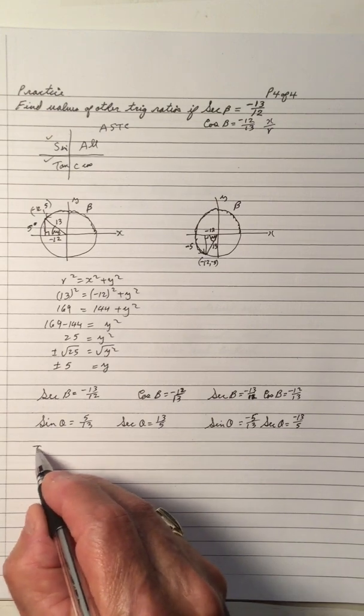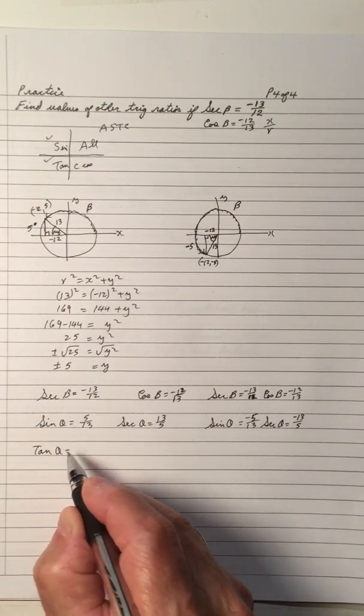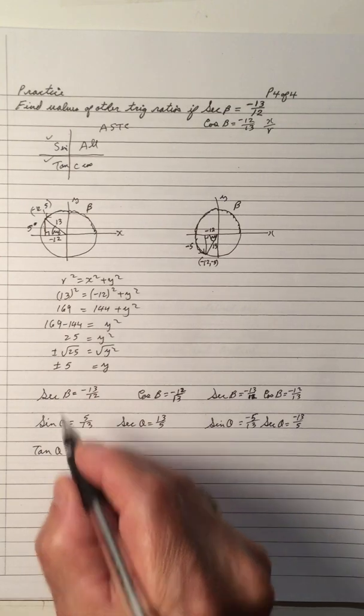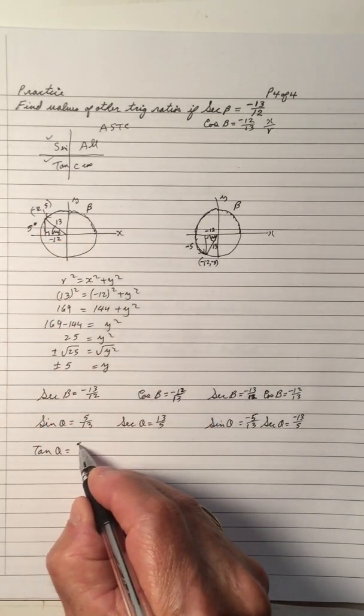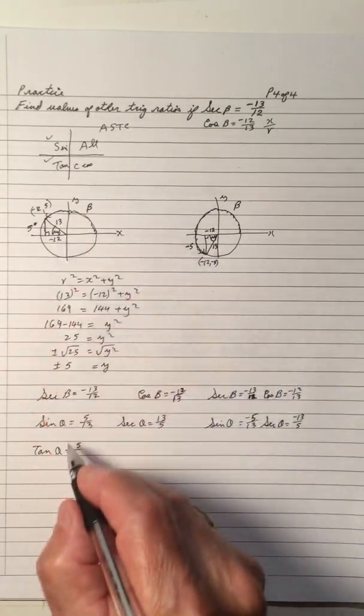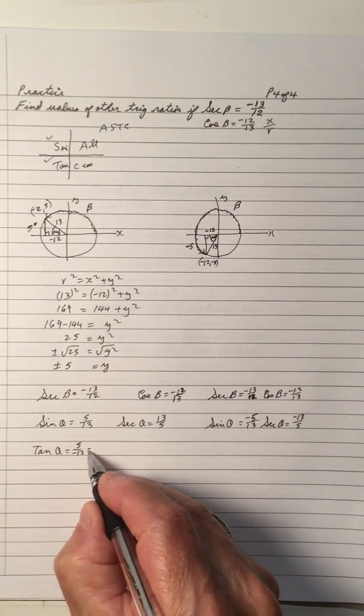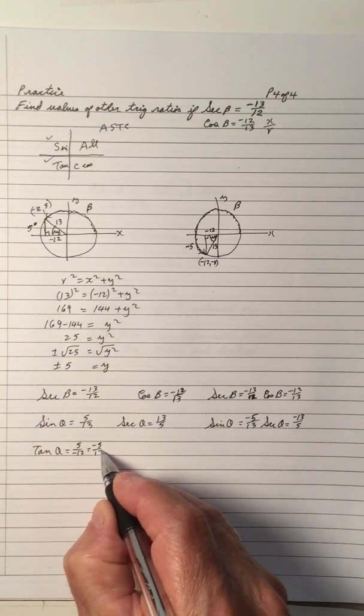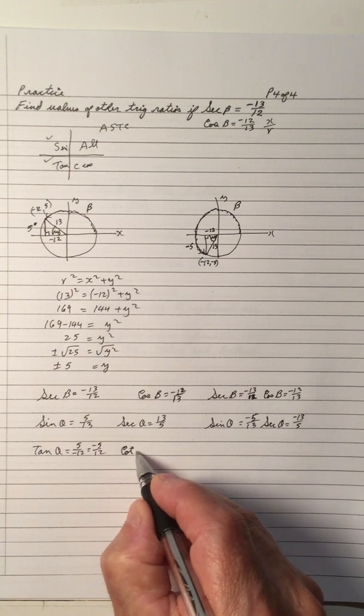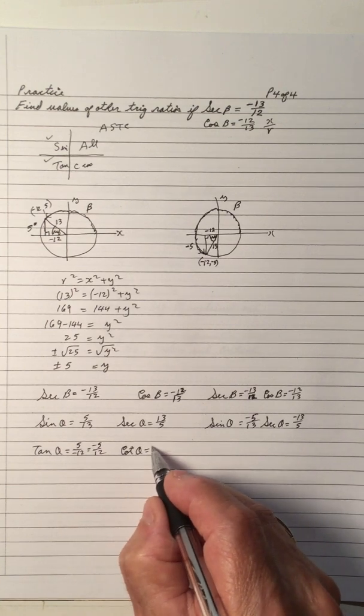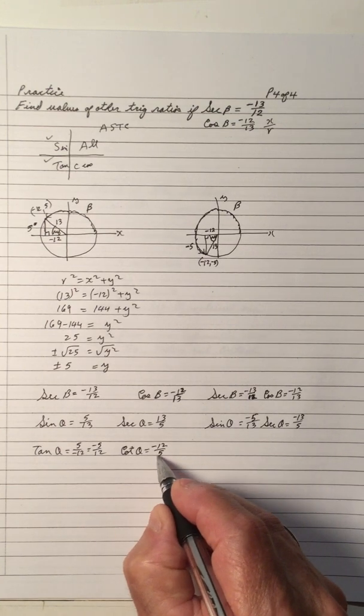And we have to do tan. So the tan of theta. Tan is the y, which is the 5, over the x, which is the negative 12. So that makes it negative 5 over 12. Cot is the reciprocal. So cot is negative 12 over 5.